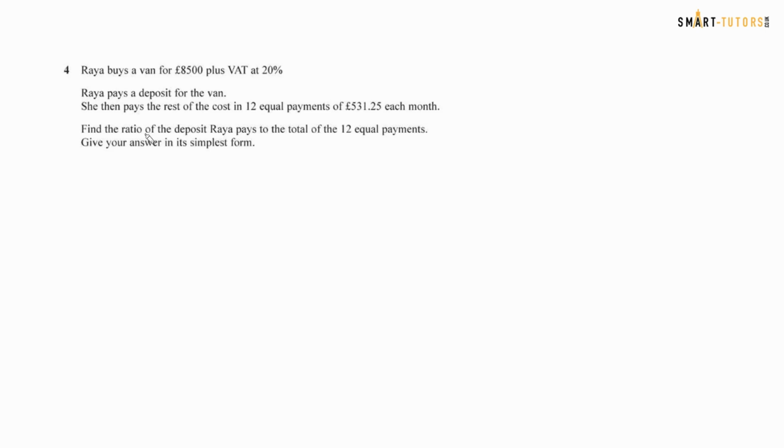So the actual question is you need to find the ratio. Ratio means it could be a ratio between 2 numbers, 3 numbers, or anything. Here the question is the ratio of the deposit Raya pays to the total of the 12 equal payments. So let's start the question.